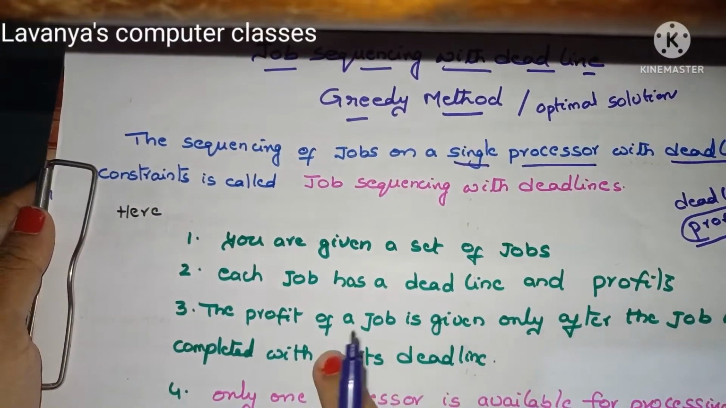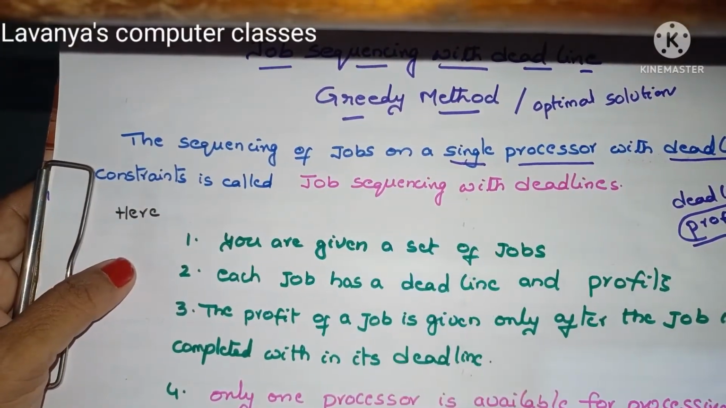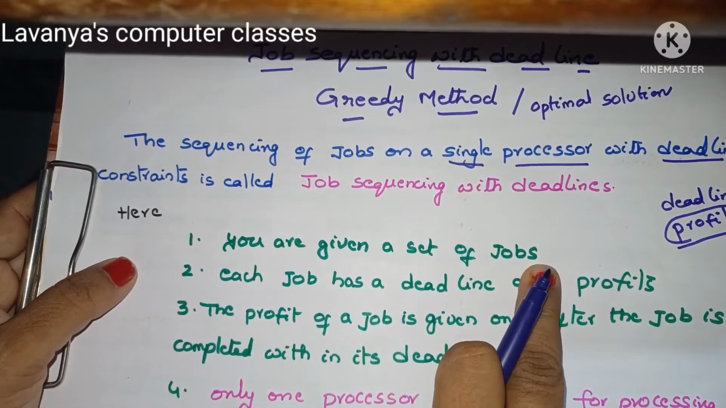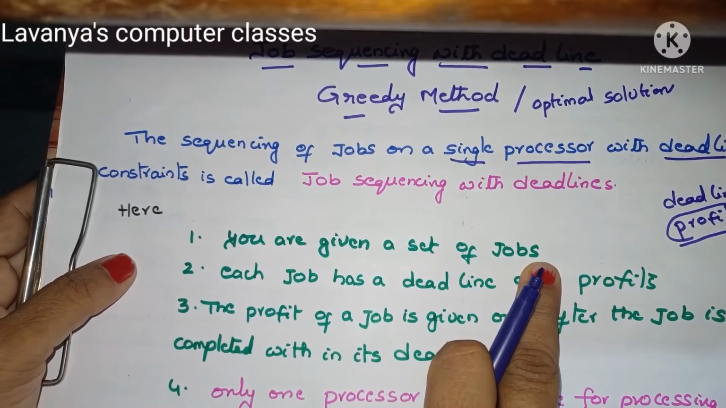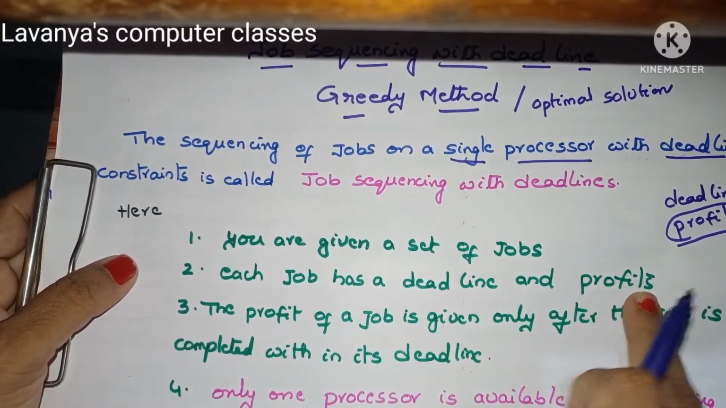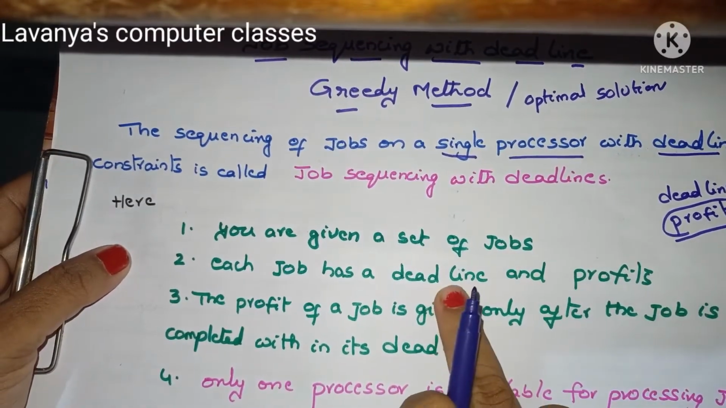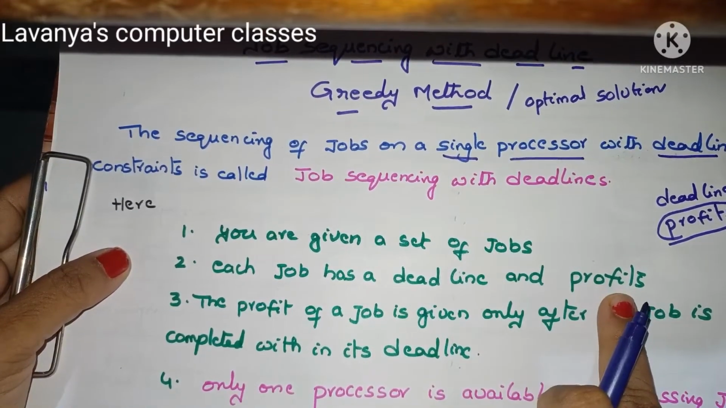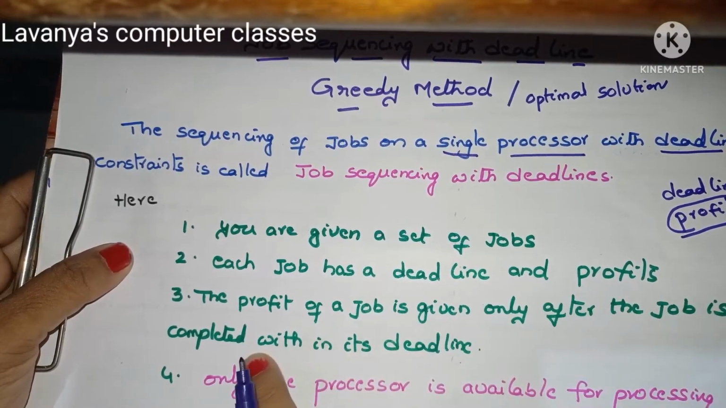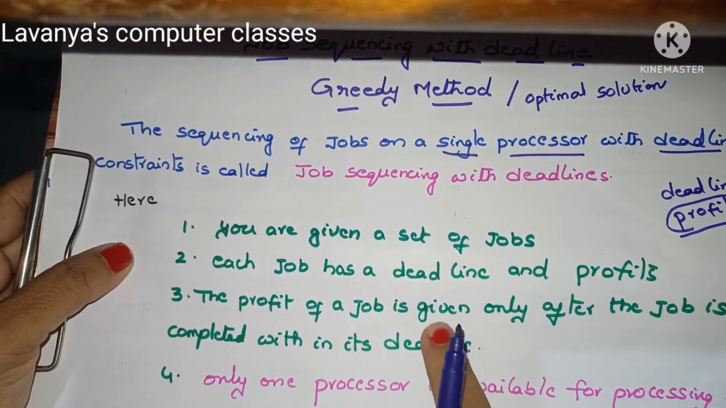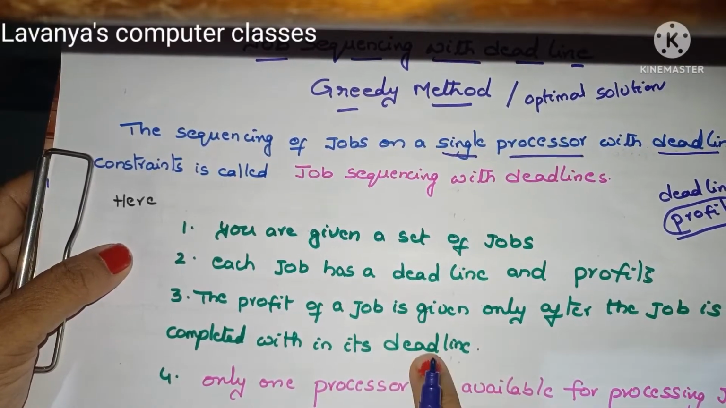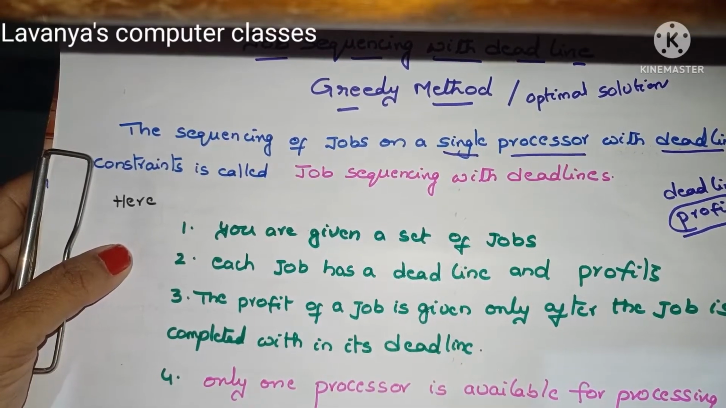So in this problem, you have some parameters. First, you are given a set of jobs. In the question, they give some set of jobs. Each job has a deadline and also a profit. I already said there are two parameters: one is the deadline and one is the profit. The profit of a job is given only after the job is completed within its deadline. That is also the third parameter.